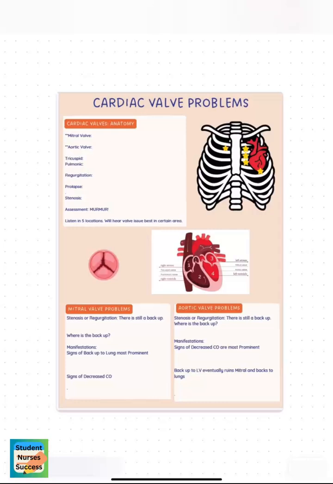This particular map is going to cover cardiac valve problems, and specifically mitral and aortic valves. Those are the two that we find most commonly affected in adults, so those are the two we're really going to focus on. Let's not waste any time and let's go ahead and get started.